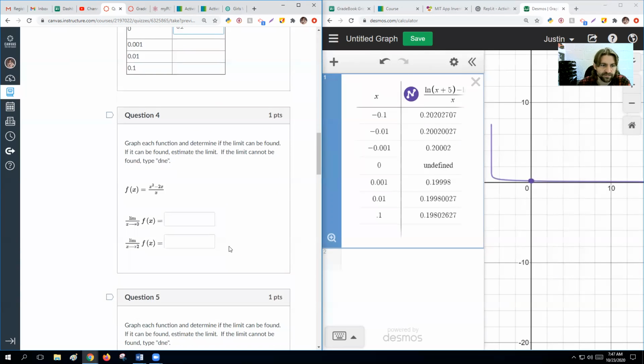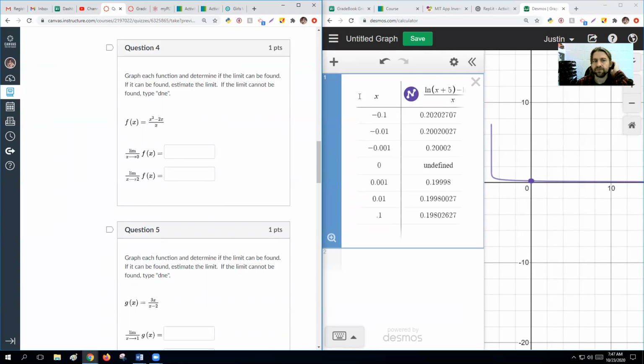So all right, now what we're going to do next is estimate the limit and then use a calculator if we can. And if it doesn't exist, we just write DNE.